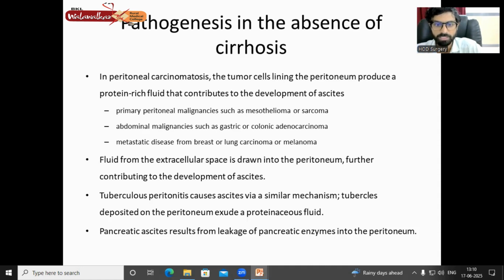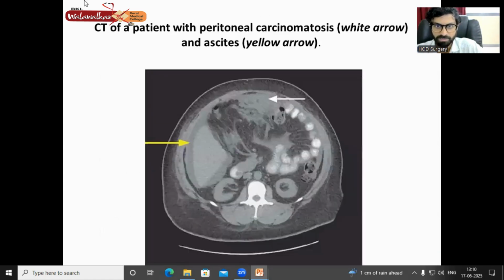Then tubercular peritonitis also causes ascites. It is due to similar mechanisms. The tubercles which are deposited on the peritoneum exude a proteinaceous fluid into the abdominal cavity. Then pancreatic ascites results from leakage of pancreatic enzymes into the peritoneum. You can see here a CT of a patient with peritoneal carcinomatosis. The white arrow is showing the peritoneal carcinomatosis, and the yellow arrow here is showing the ascites accumulation.